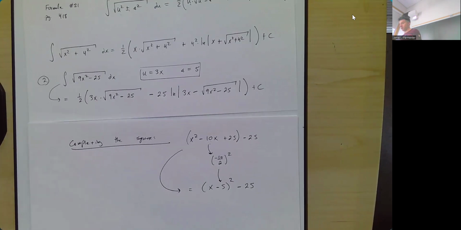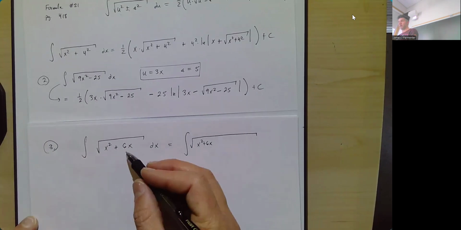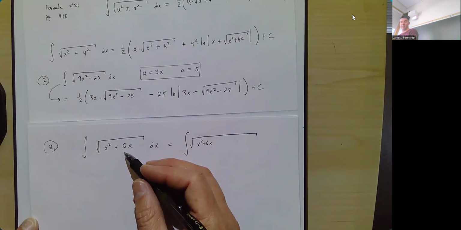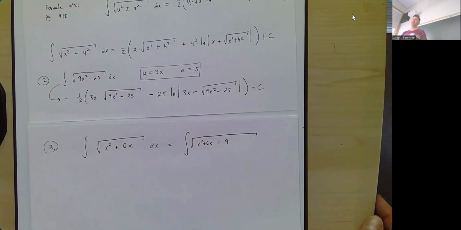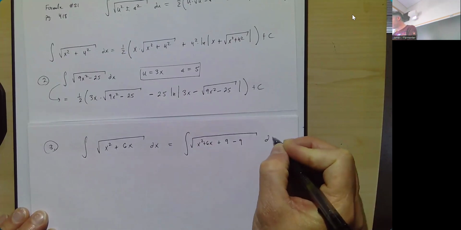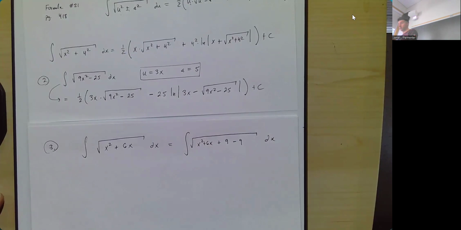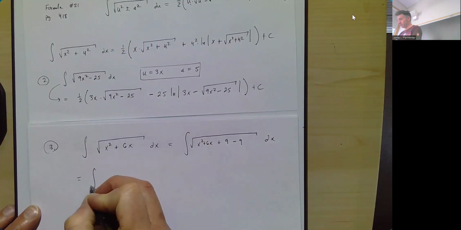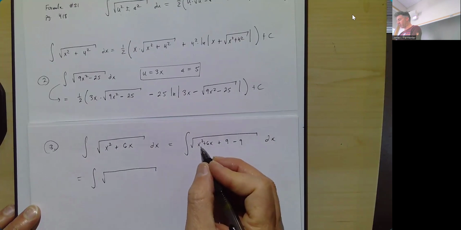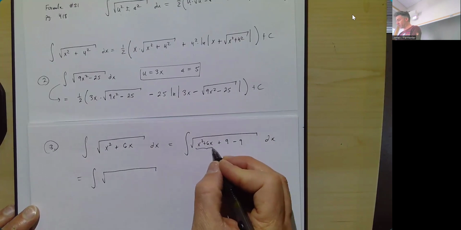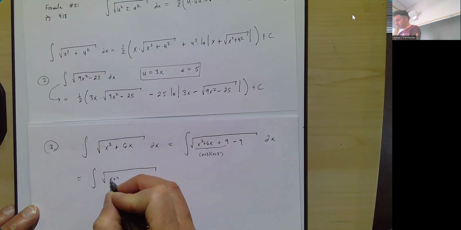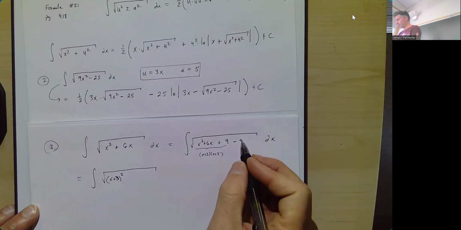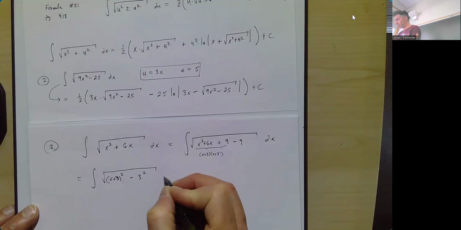We look back at the example we're doing here. What I'm going to do is take that 6, divide it by 2, which is 3, and square it, and 3 squared is 9. I'm going to add 9, but I can't just add 9, otherwise I'm changing the expression. I'm also going to subtract 9. And now we can rewrite this as the integral of the square root of x squared plus 6x plus 9, which becomes x plus 3 times x plus 3, or x plus 3 squared, and the minus 9 is minus 3 squared.